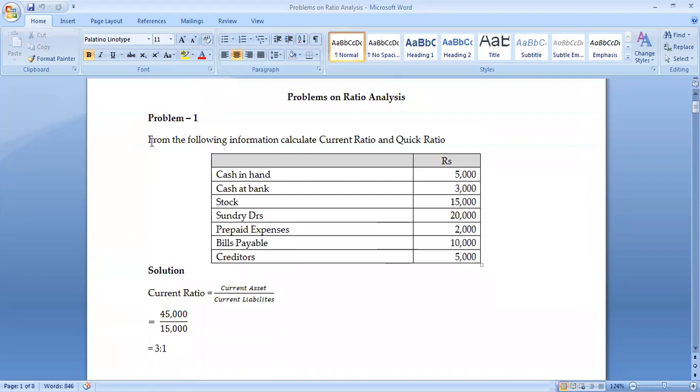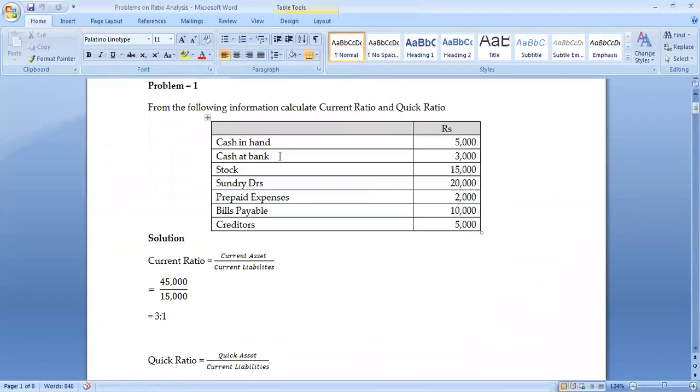From the following information, calculate the current ratio and the quick ratio. Always remember, the current ratio includes all the current assets and all the current liabilities. The quick ratio includes all the current assets except the inventory and the prepaid expenses, and also the current liabilities except the bank overdraft and any amount received in advance, which will be excluded here.